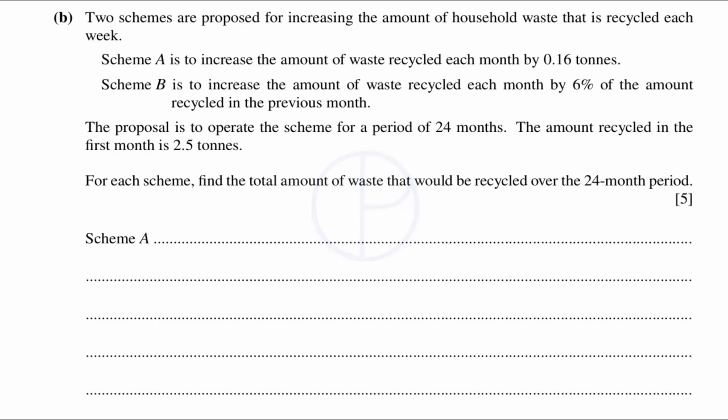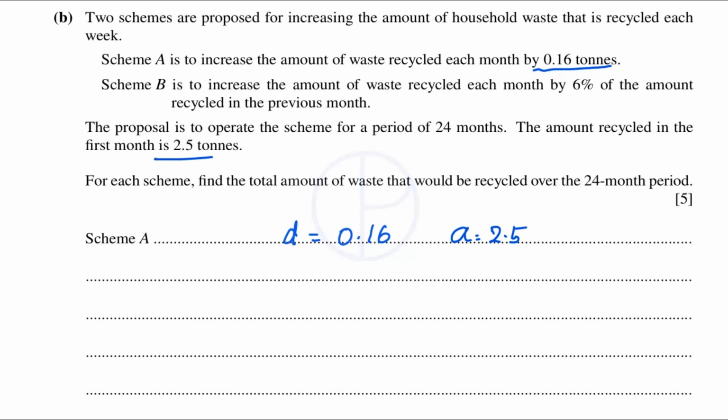Okay. So first let's consider scheme A. Scheme A is to increase the amount of waste recycled each month by 0.16 tons. So the amount of increase is 0.16 each month. So each month you are adding the same value. That means it is an arithmetic progression. So the difference is 0.16. The amount recycled in the first month is 2.5 tons. So a is 2.5.